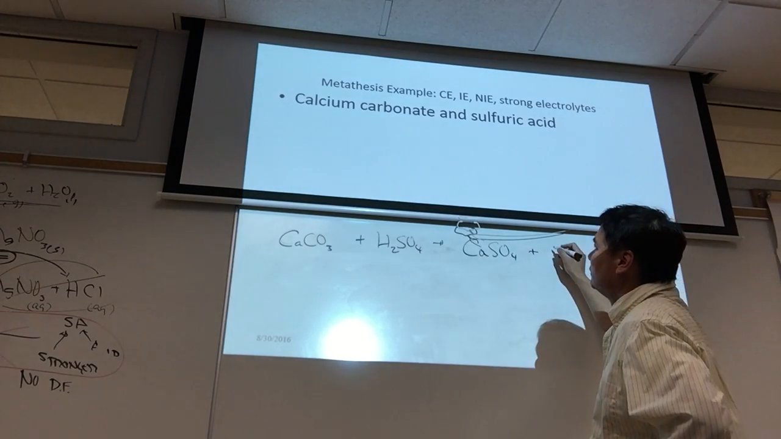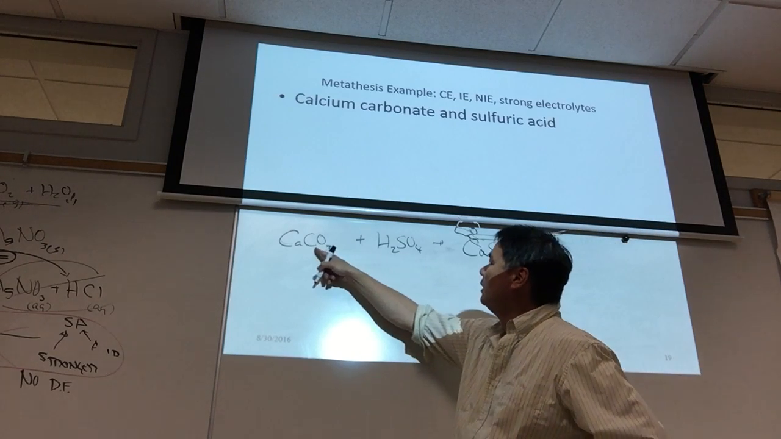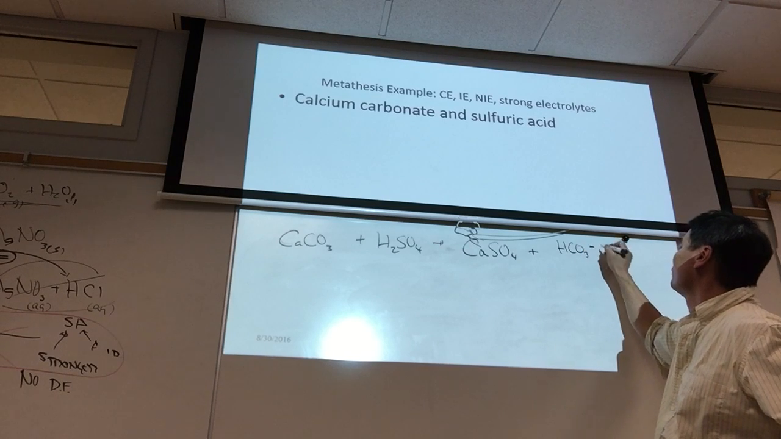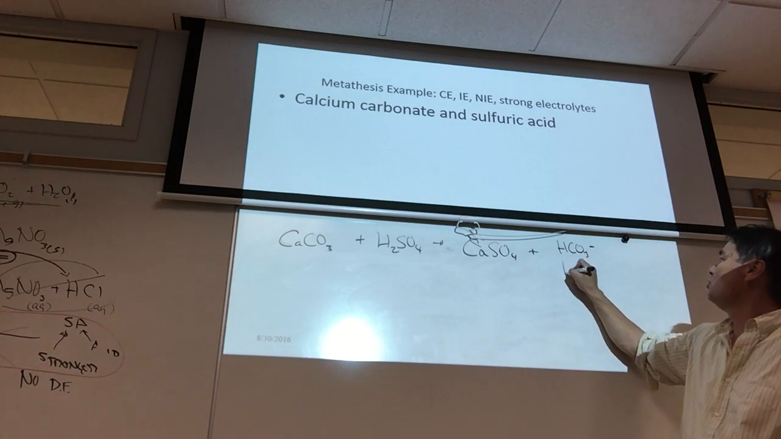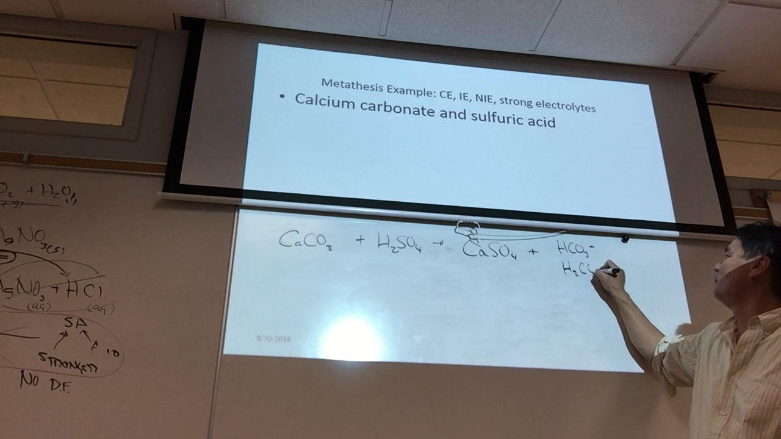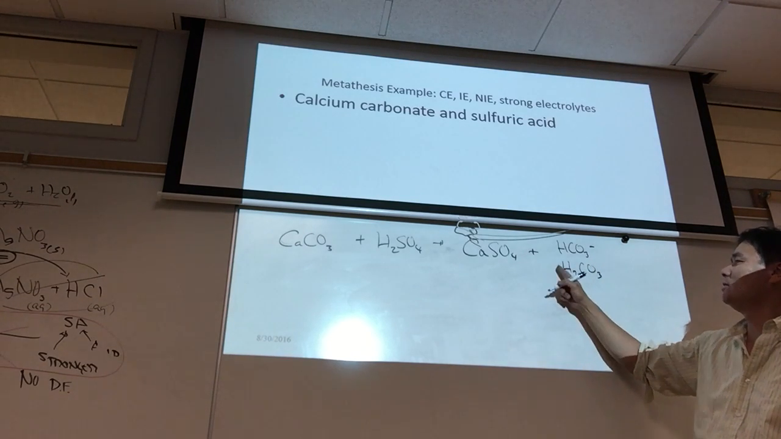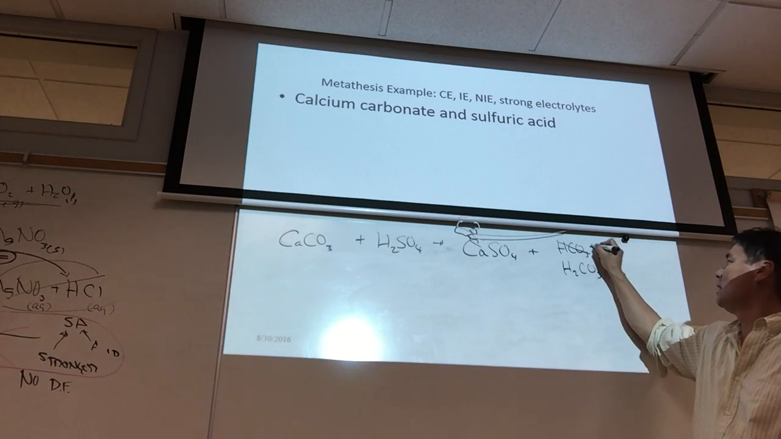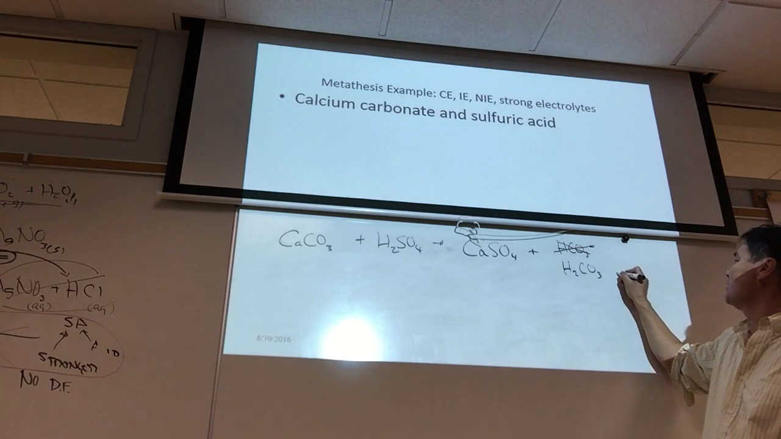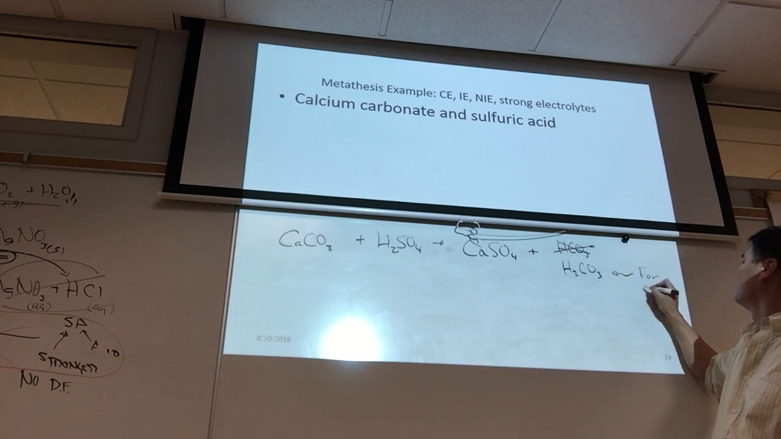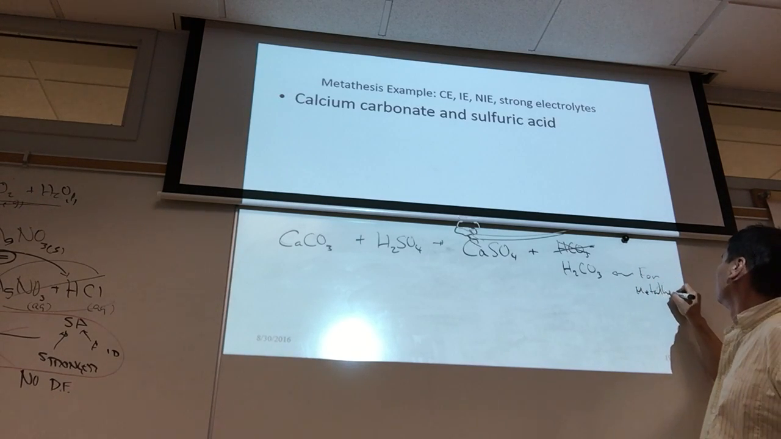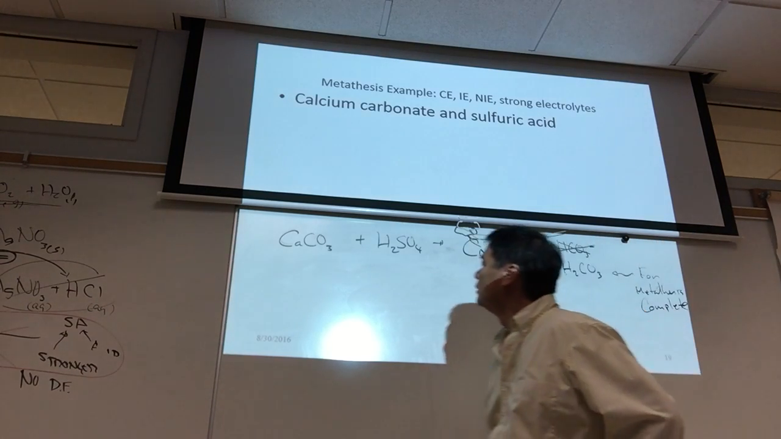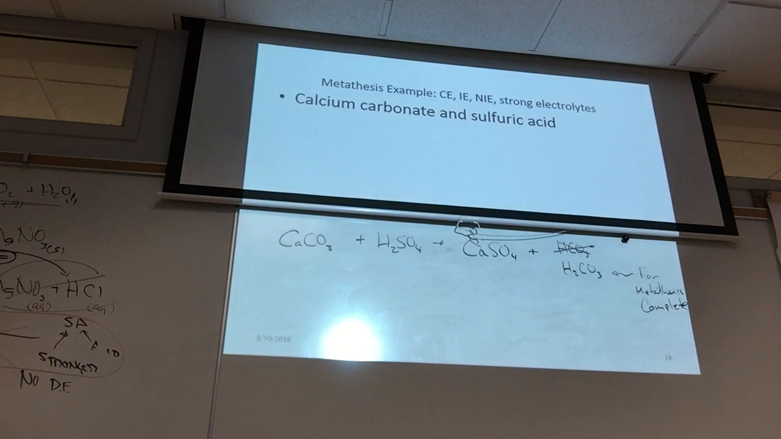So calcium sulfate plus. Now this is tricky because carbonate can accept either one hydrogen, so it could be HCO3 minus, or it could accept two hydrogens to become carbonic acid. So what should we do? Should we give it two hydrogens or one hydrogen? We're going to give it two hydrogens. And so for metathesis, assume complete reaction. Do complete reaction. And so we end up with that.